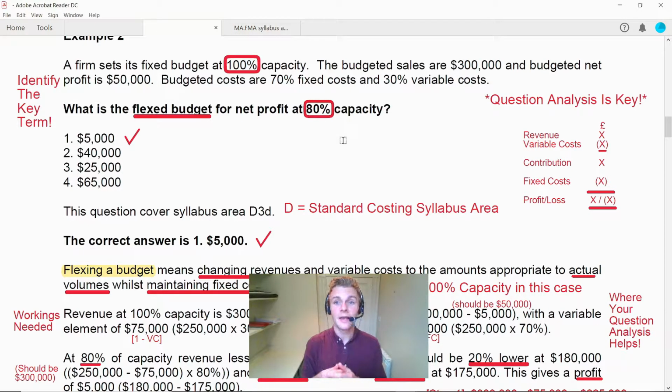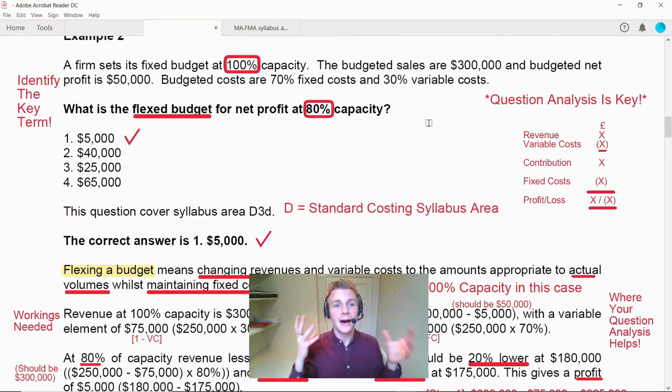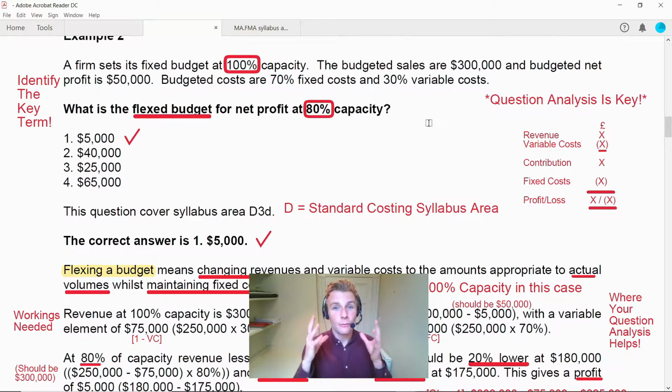So the budgeted sales are 300,000. If you haven't got it jotted down already, this is a key pro forma on the right hand side that we're going to refer to in a moment. So 300,000 in sales and budgeted net profit of 50,000. In other words, 300,000 less $250,000 worth of cost gives us a net profit of $50,000. Budgeted costs are 70% fixed, 30% variable. So of that $250,000, 70% are fixed, 30% are variable.